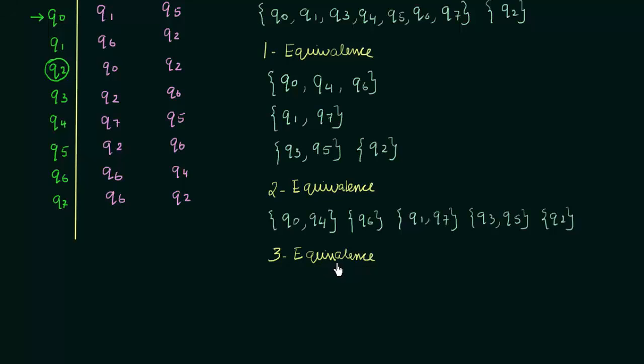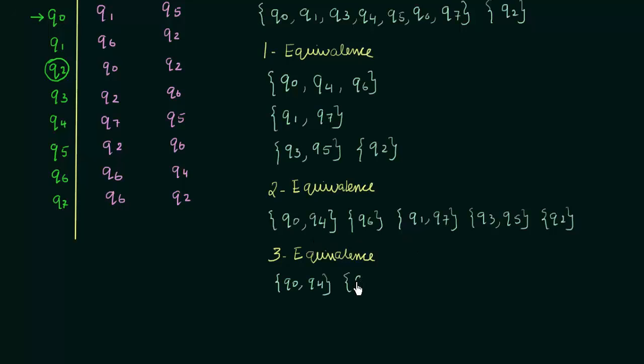In order to check for three equivalents, you have to use this row of two equivalents and check if these states in the same set are truly equivalent to each other or not. So let me check for Q0 and Q4. Q0 and Q4 on getting input 0, they go to Q1, Q7. Q1 and Q7 are in the same set, it's fine. And on input 1, where do they go? Q5 and Q5. Q5 and Q5 are same states, so Q0 and Q4 are three equivalent to each other. So that is how you do for three equivalents, by checking this row.